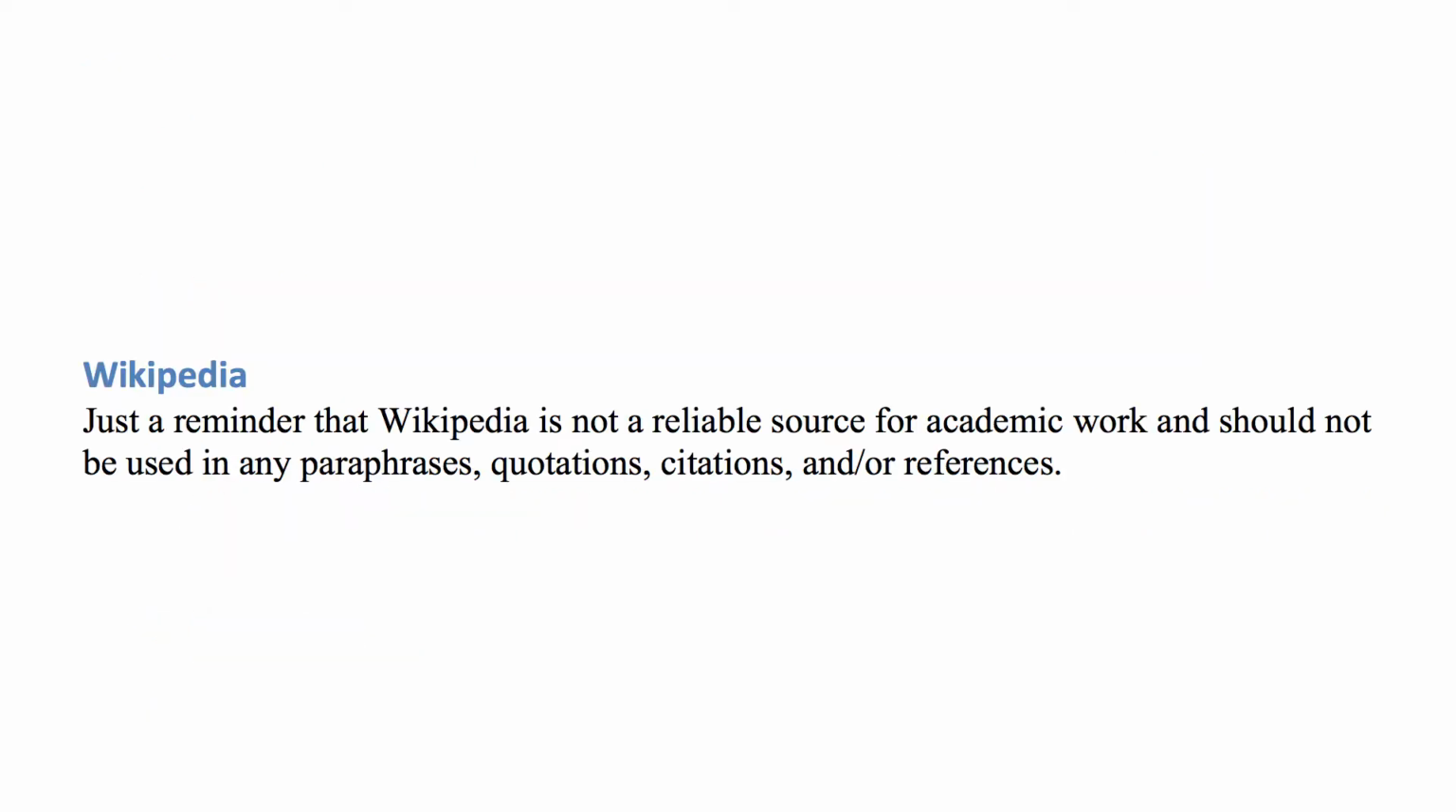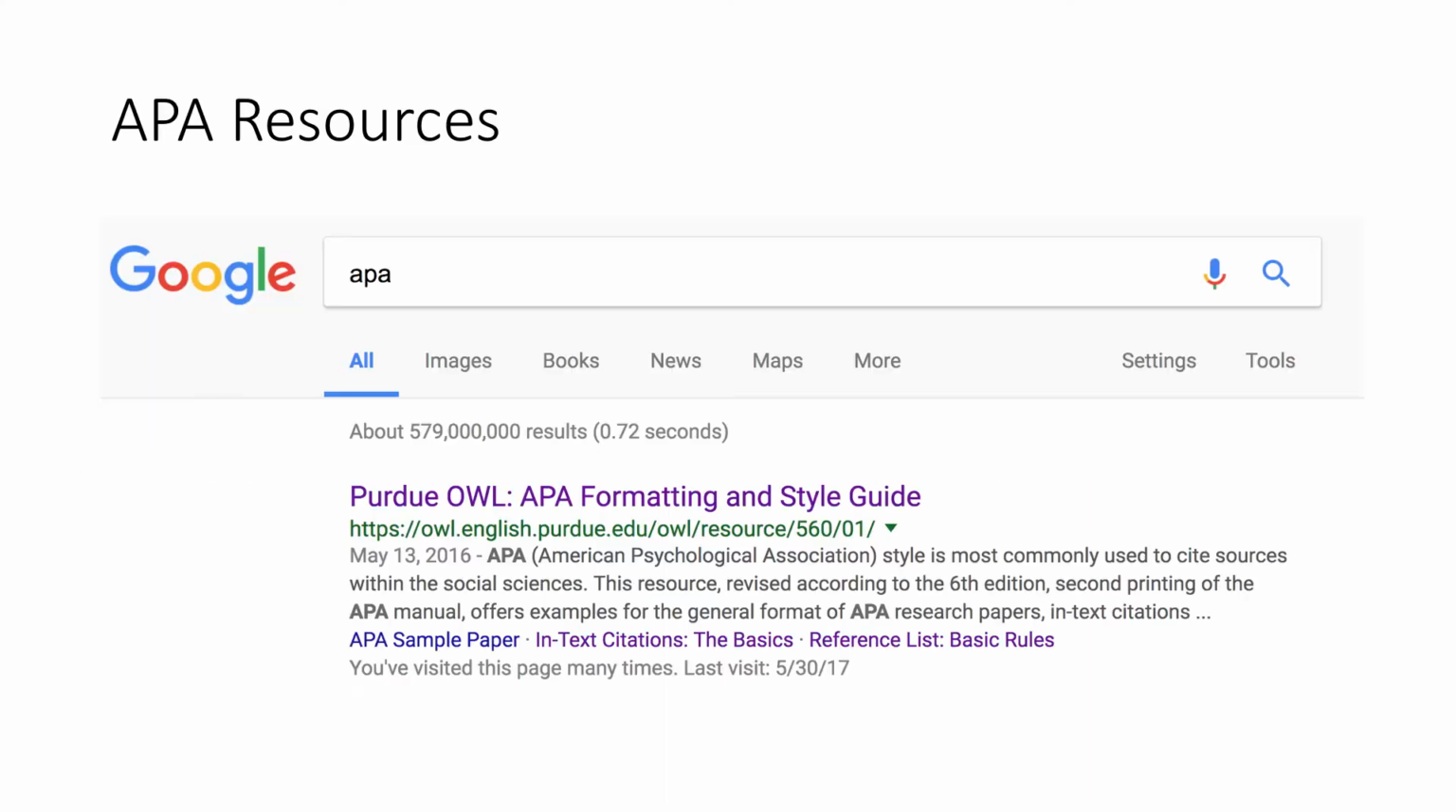We always want to remind our students that Wikipedia is not an appropriate academic site. Remember not to use it in any of your material, any of your quotations, paraphrase, any of your citations or references. This is always a good rule.